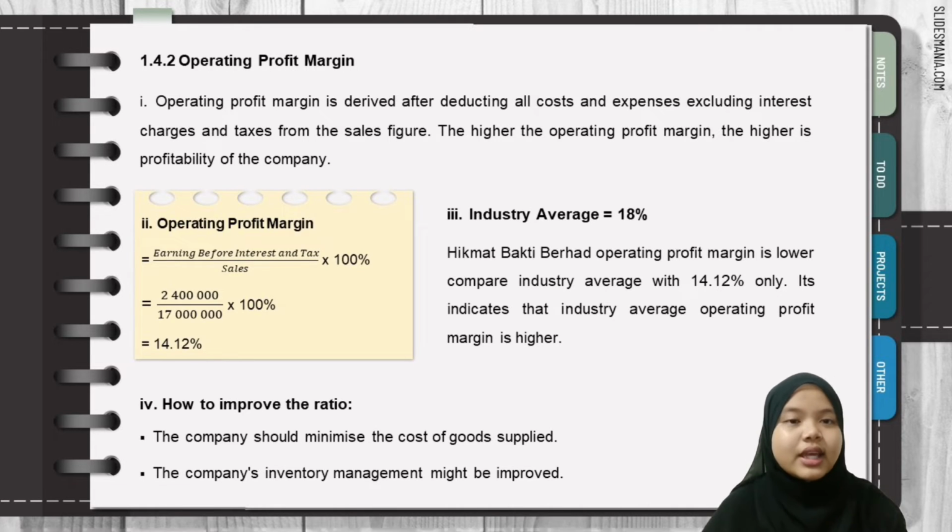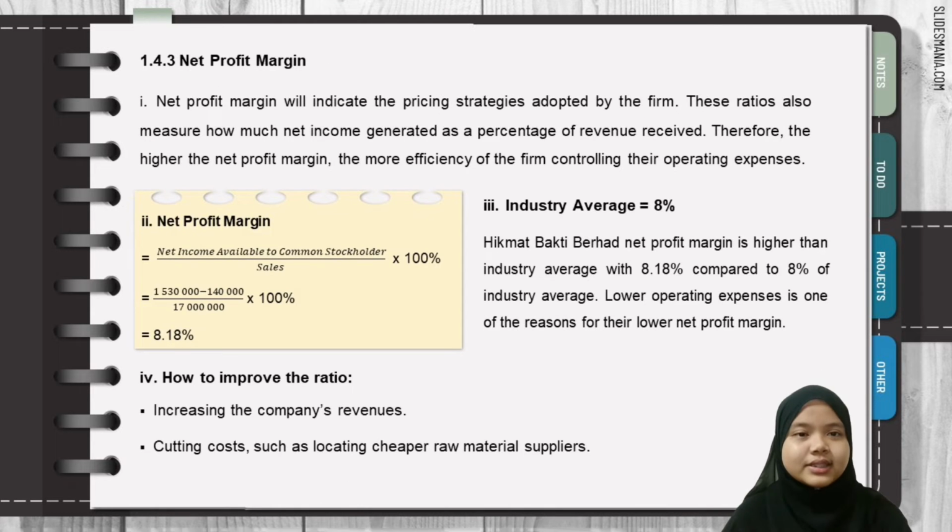The industry average is 18% and this shows that Hikmah Bati Berhad's operating profit margin is lower compared to the industry average. To increase operating profit margin, the company should minimize the cost of goods supplied by working with their suppliers. Aside from that, the company's inventory management might be improved. The third one is net profit margin.